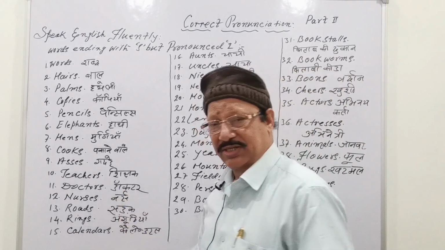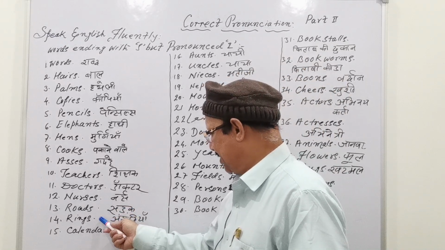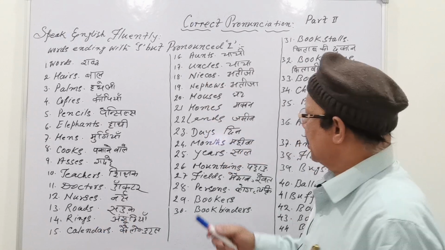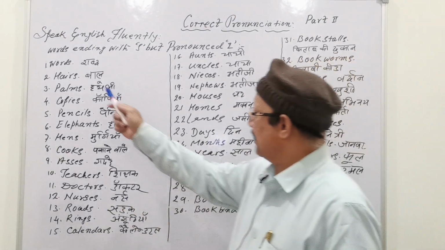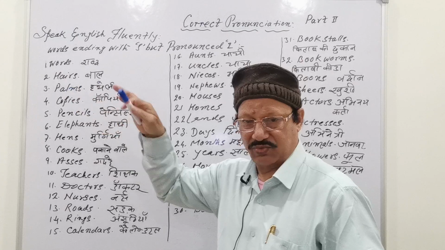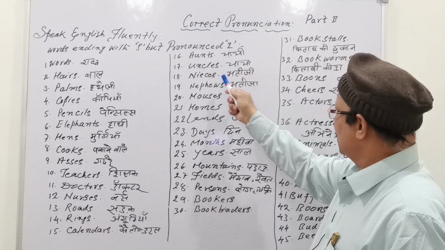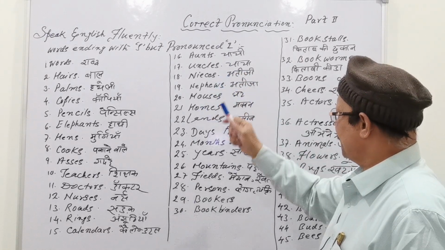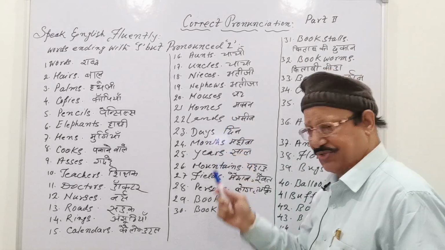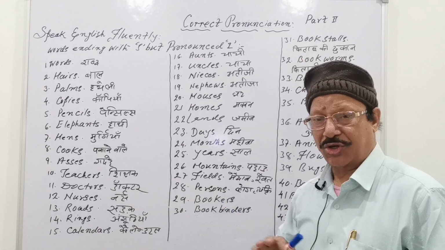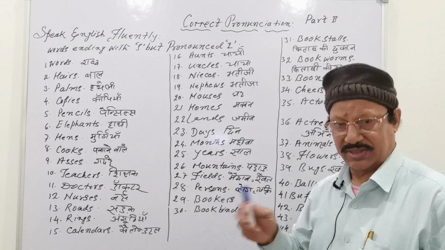So doctors, it is pronounced with a Z. Nurses, roads, rings, calendars. Now all these words ending with S are pronounced Z. Even I am pronouncing words with a Z. Now in this group, aunts, uncles, nieces, nephews, houses, homes, lands, days. It is pronounced days with a Z. It is pronounced days, bays, trays, like that.